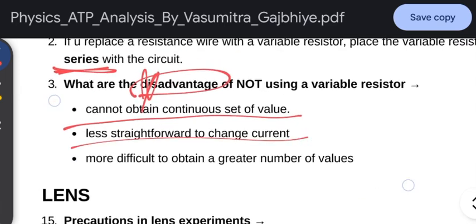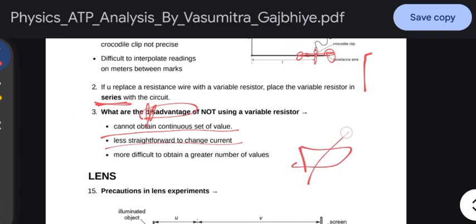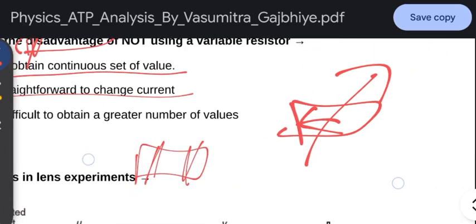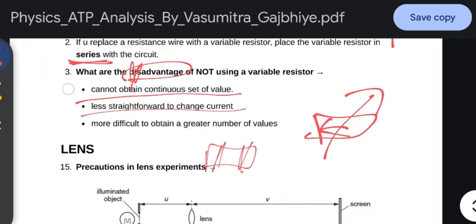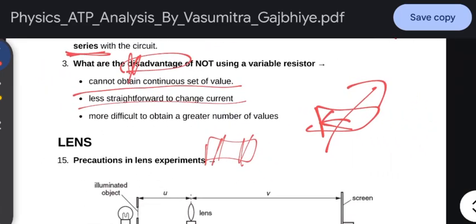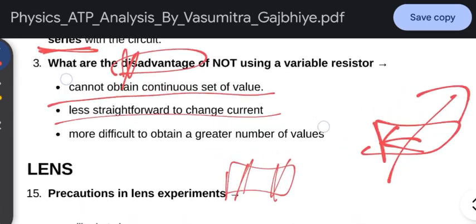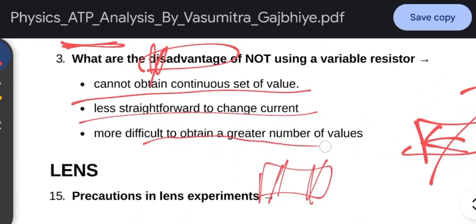less straightforward to change the current, because in a variable resistor you can just change the resistance easily by varying the length of the resistor, right? You can keep it at this length, so you can change the current easily. So it is now more difficult because you have to keep changing the resistor, and of course you can't obtain a continuous set of values, and it is more difficult to obtain a greater number of values.